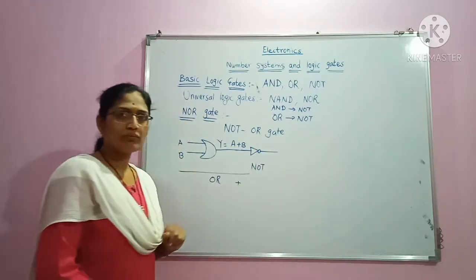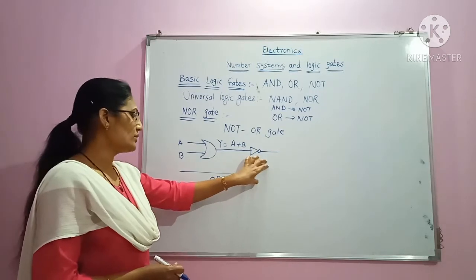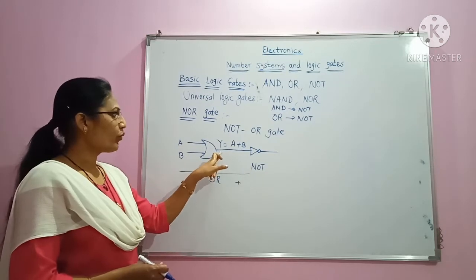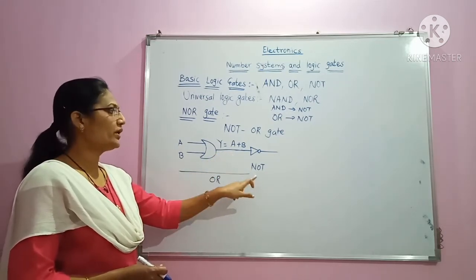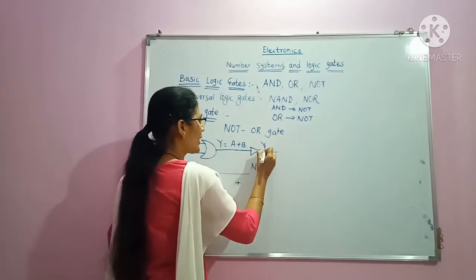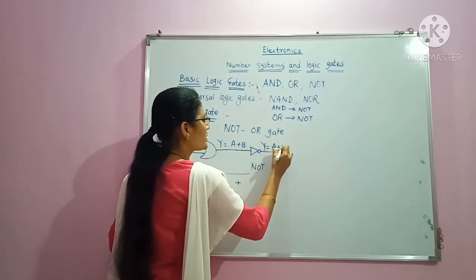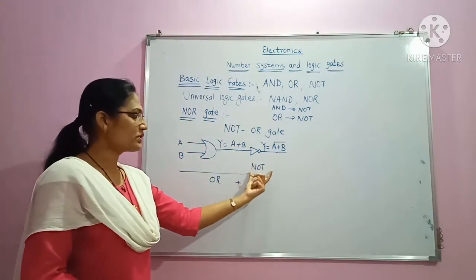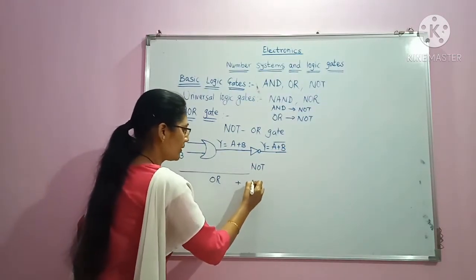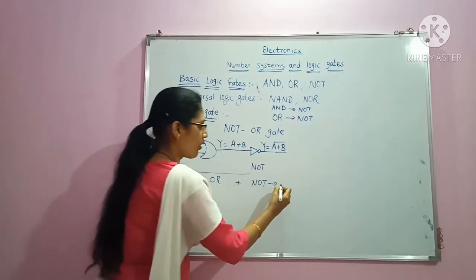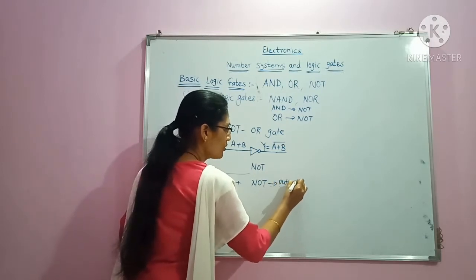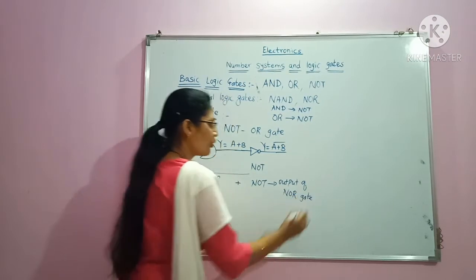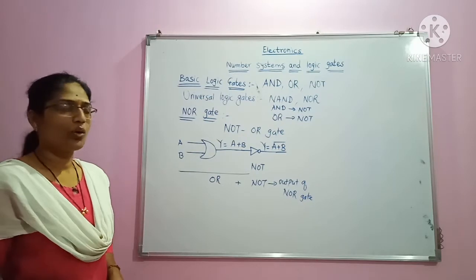So what is the function of the NOT gate? The NOT gate's function is to invert the input. So its input is y is equal to A plus B. It will invert it and give the output y is equal to complement of A plus B. That will be the output of this NOT gate, and this is nothing but the output of the NOR gate.